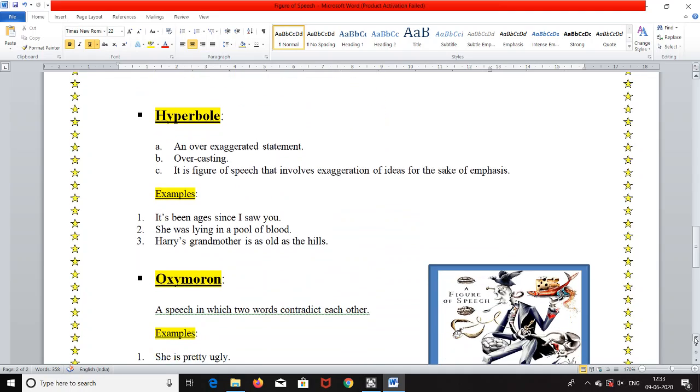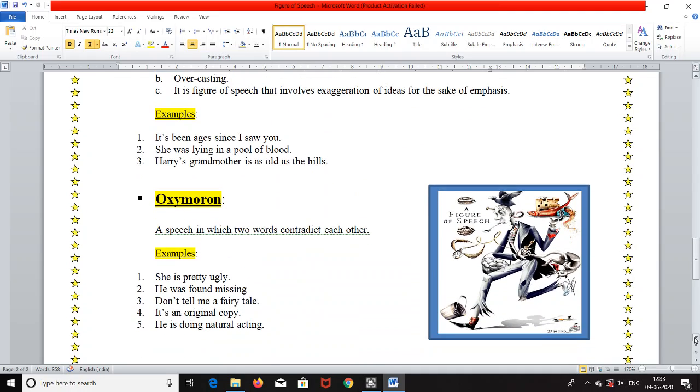The last figure of speech which I have taken for the day is oxymoron. An oxymoron is a figure of speech in which two words contradict each other. We'll become more clear by looking at certain examples. The first one is she's pretty ugly. Two words, pretty and ugly. They're contradicting each other, opposite, and we are putting them in a single sentence. So it is an oxymoron.